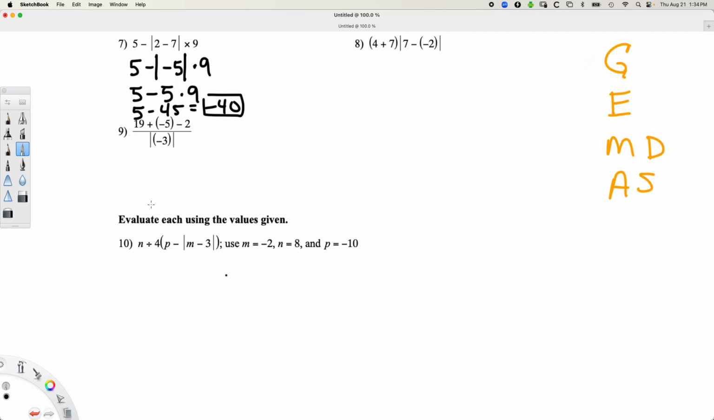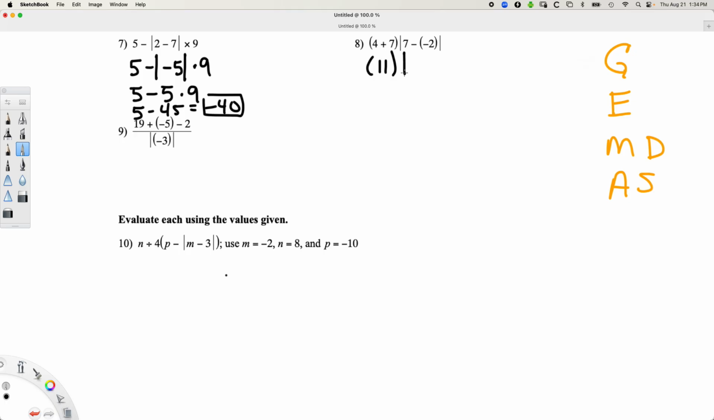All right. Let's take a look at number 8. Do I have any grouping symbols? Yeah, I do. In fact, I have two sets of grouping symbols. Right here, these parentheses, and right here, this absolute value. So I'll do them both. So 4 plus 7 is just 11.